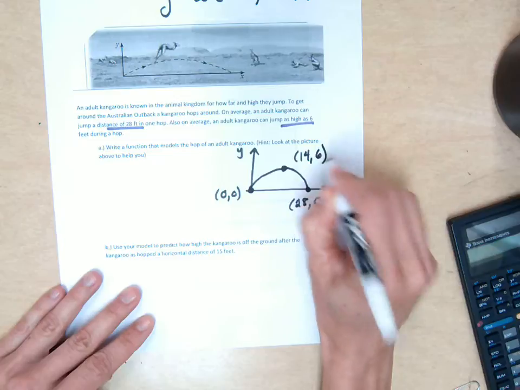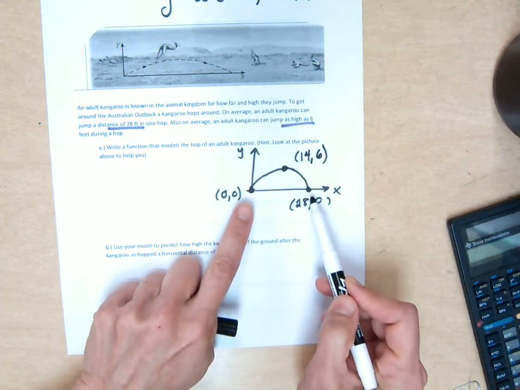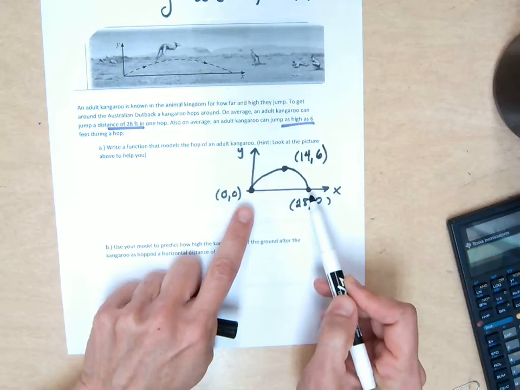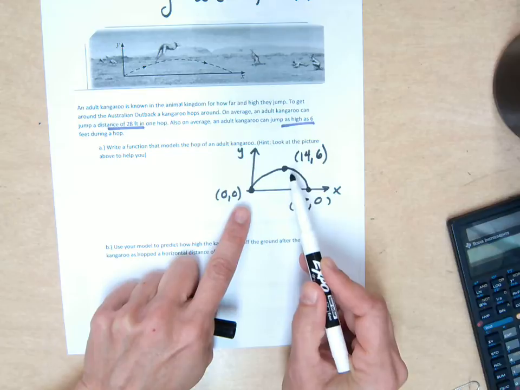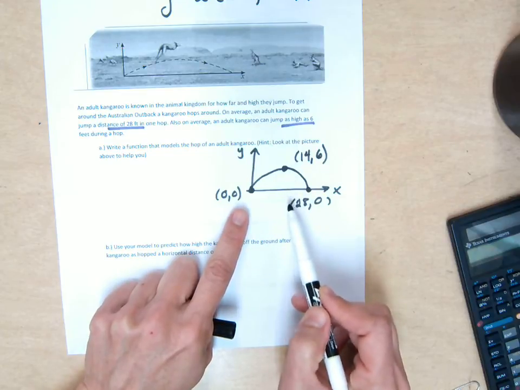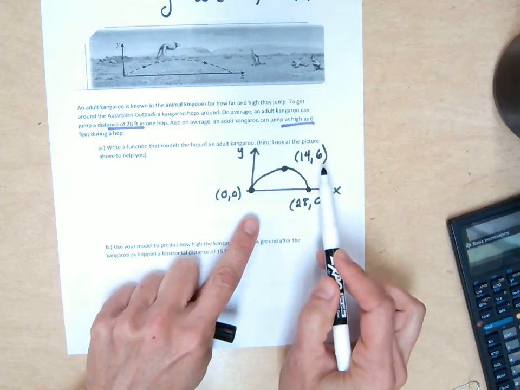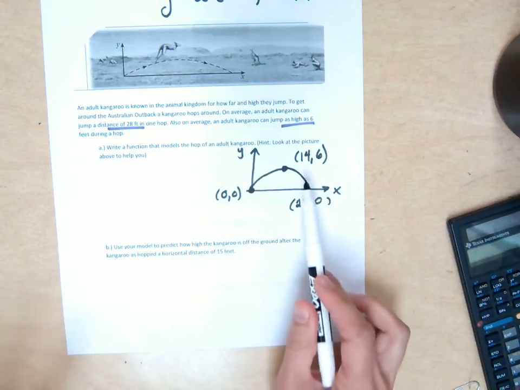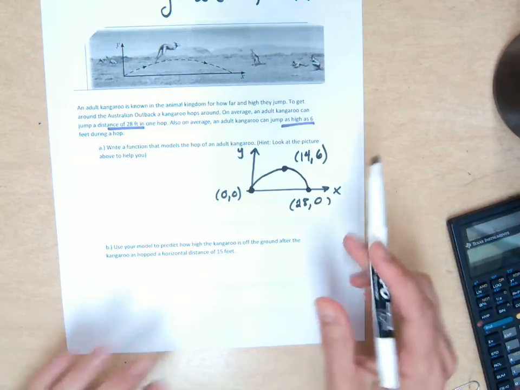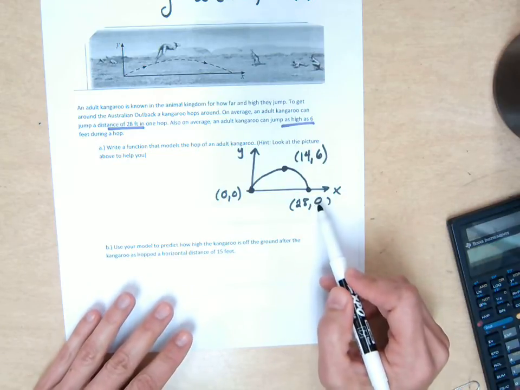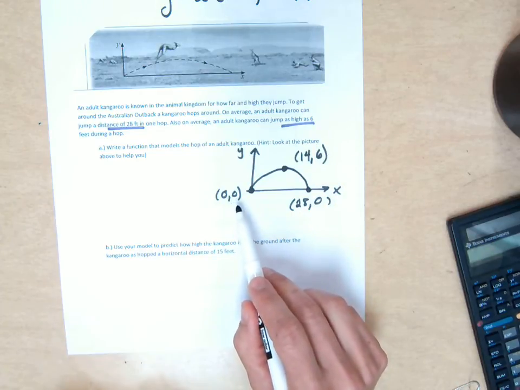Because there's perfect symmetry. Remember we talked about the vertex is always in the middle of the x-intercepts? If you know where it crosses the x-axis, the vertex will be right in the middle. So that's halfway. Half of 28 is 14, and it tells us the highest point is 6. This is all the information we need to find the equation. In fact, we don't even need this point. We're going to use the vertex and then this point, and we're going to find the equation.